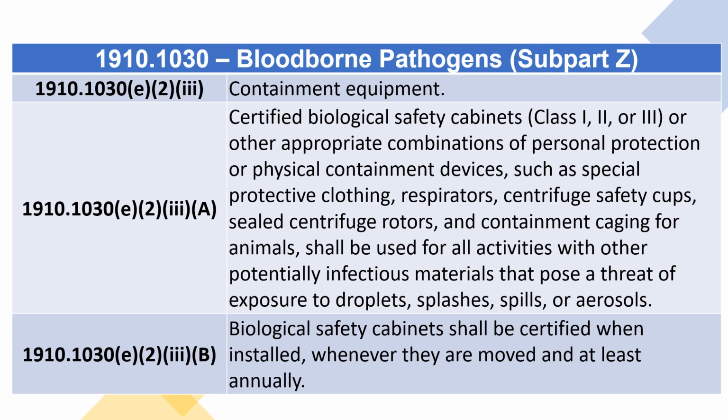1910.1030(e)(2)(iii)(A) through (B). Certified biological safety cabinets, Class 1, 2, or 3, or other appropriate combinations of personal protection or physical containment devices, such as special protective clothing, respirators, centrifuge safety cups, sealed centrifuge rotors, and containment caging for animals, shall be used for all activities with other potentially infectious materials that pose a threat of exposure to droplets, splashes, spills, or aerosols. Biological safety cabinets shall be certified when installed, whenever they are moved, and at least annually.